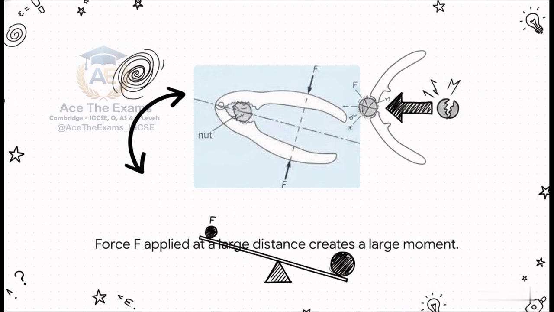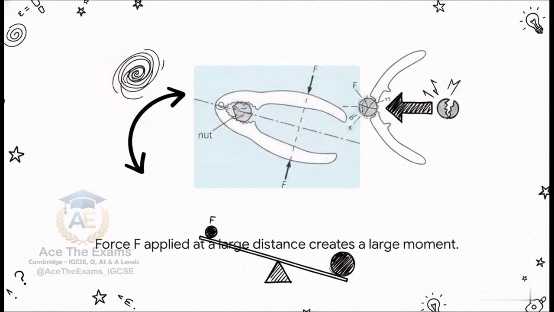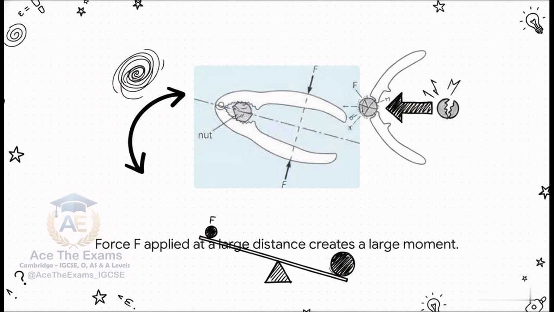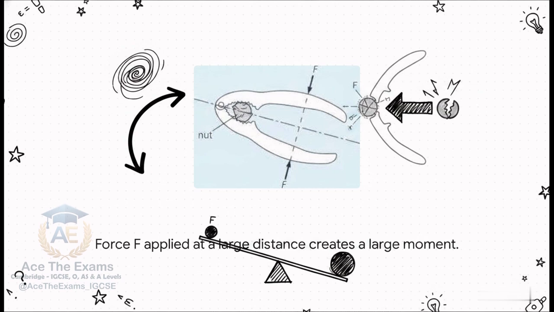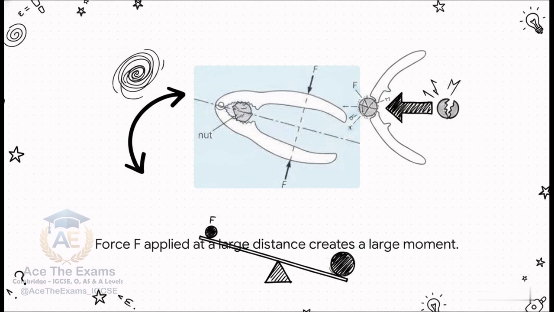For the system to be balanced, the nut must apply an equal and opposite moment. Since the nut is positioned at a much smaller distance from the pivot, the actual force there must be proportionally much larger to create that equal moment. That's the physics you need to explain.